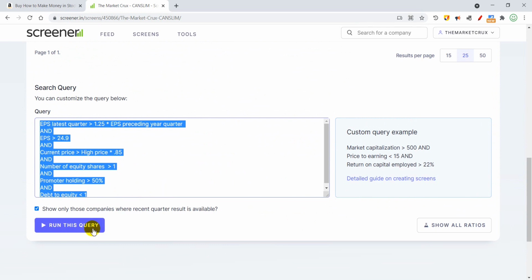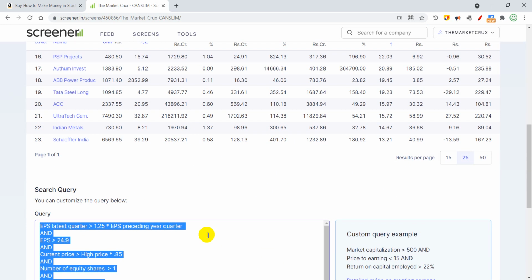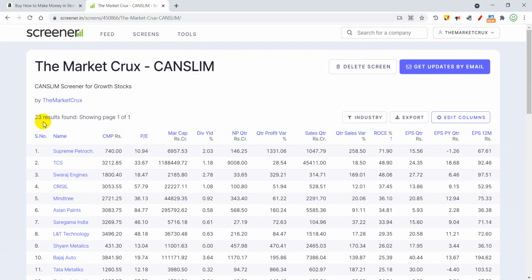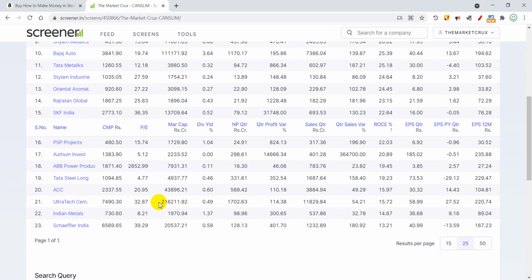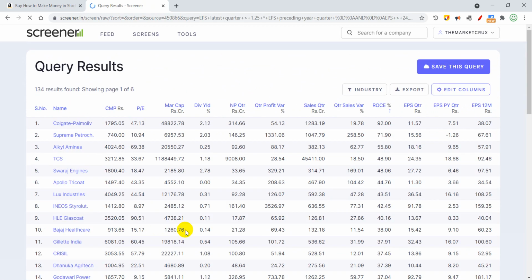So you just need to go and run this query and you will find these stocks. If you see, about 23 stocks have been given by this screener right now over here. And if you want to exclude the current quarter's results, then you can exclude it and you will get an extended list of, say, about 134 stocks which fulfill the criteria right now.